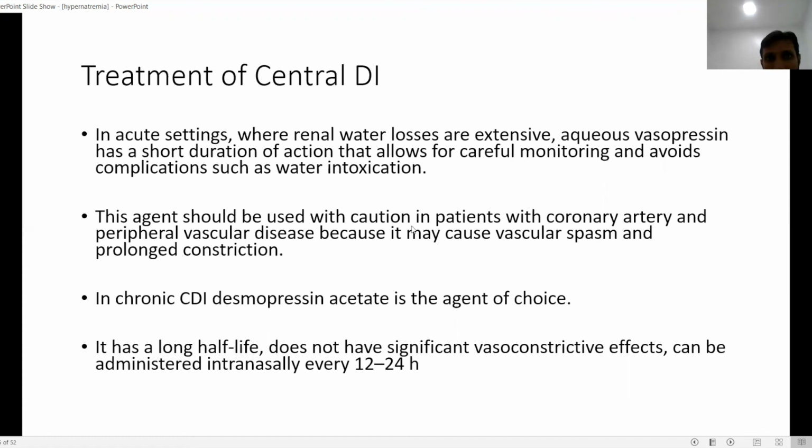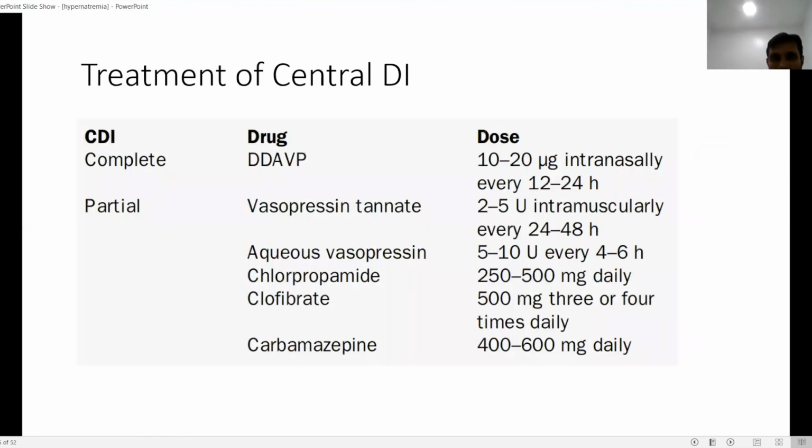This agent should be used with caution in patients with coronary artery disease and peripheral vascular disease because it causes intense vasospasm and prolonged constriction. In chronic central diabetes insipidus, desmopressin acetate is the agent of choice. It has a longer half-life, does not have significant vasoconstrictive effects, and can be administered intranasally every 12 to 24 hours. This is a table showing the same.